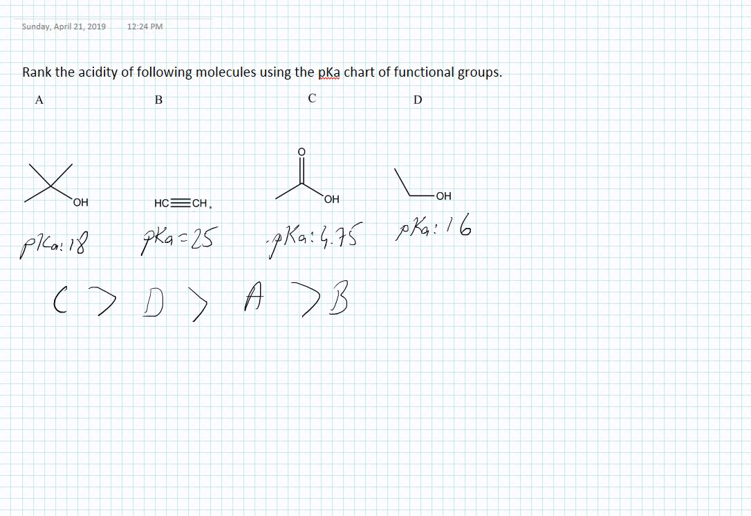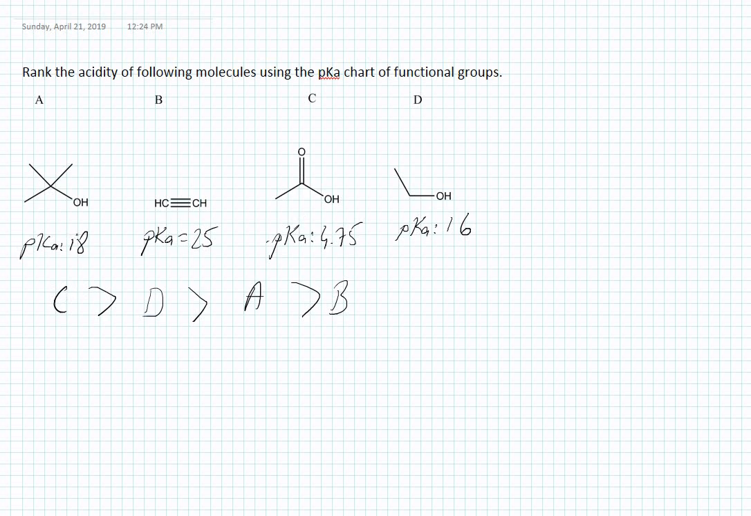pKa tables we can also guess, or we can compare the acidity of different functional groups. And here, for example, again, alcohol, alkyne, carboxylic acid and primary alcohol. The first one was a tertiary alcohol. We know that carboxylic acids are acidic molecules, so they should be the first one. So based on just common knowledge, we will say that C will be the most acidic.